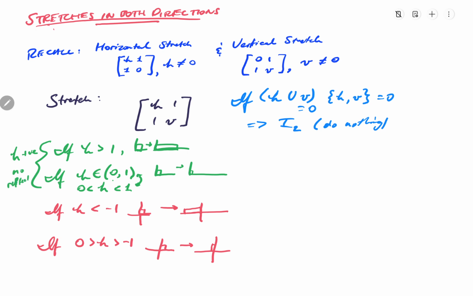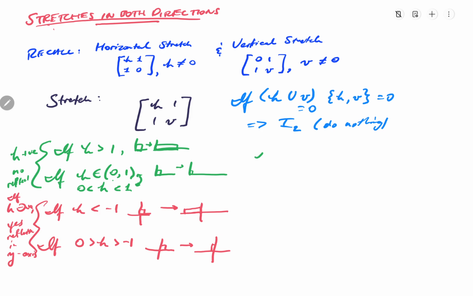And then if h is negative, then yes, there is a reflection in the y-axis. Some of us might have trouble remembering that a horizontal reflection is actually a reflection in the y-axis. That might be a bit hard for some people to envision, but easy for others. So let's look at v. A lot of these apply for v as well.